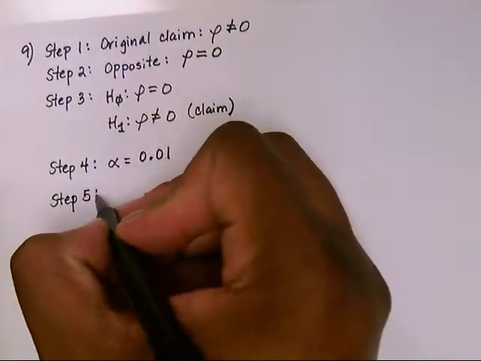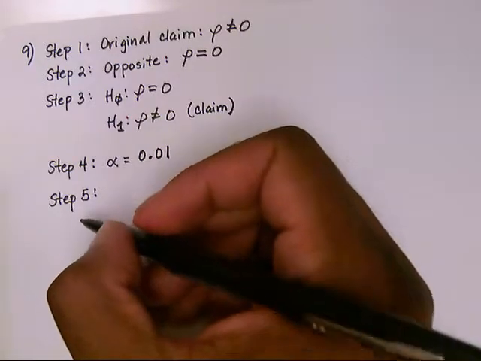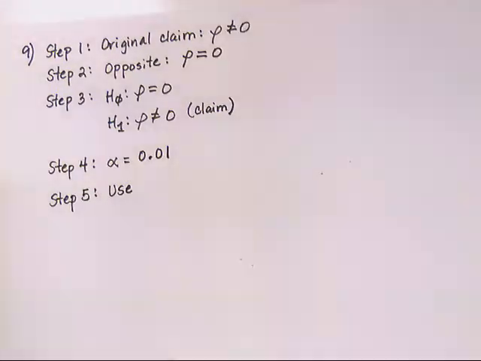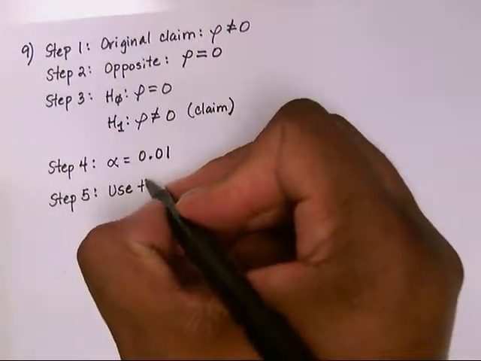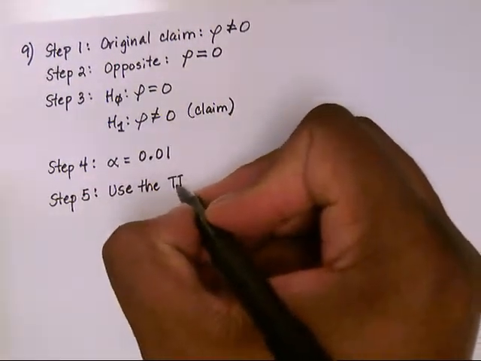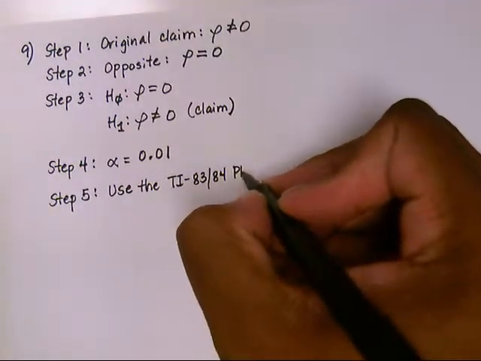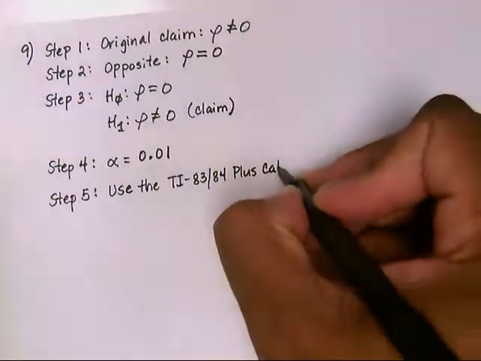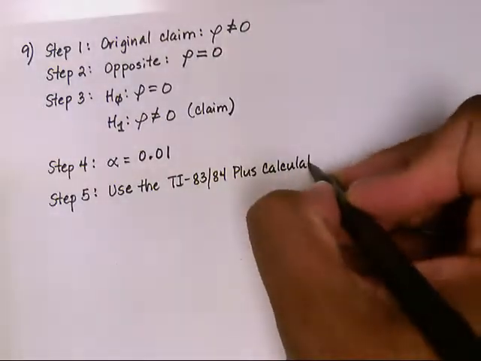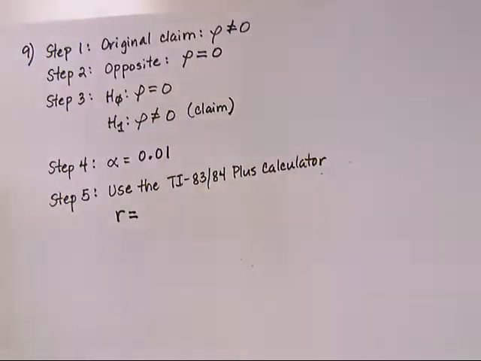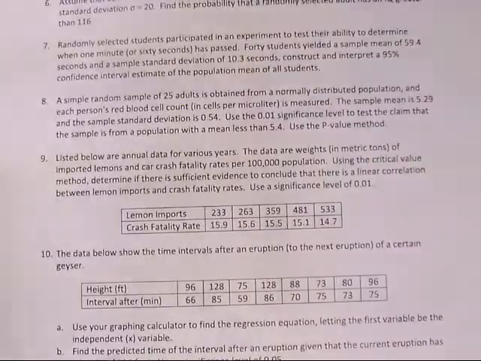And now step number 5 is where we use the graphing calculator to come up with our linear correlation coefficient. So we're going to use the TI 83 or 84 plus calculator to find R. So here's our table right here.